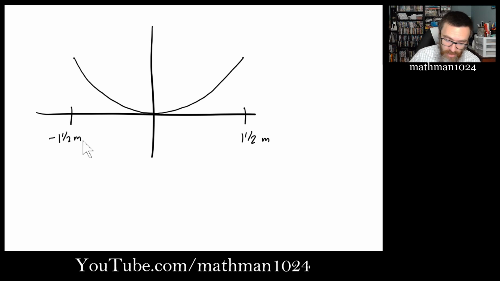All right, so we're going to put the vertex right here at 0, 0. And it says our focus is 1 meter from the center. Okay? So if this is my focus, let's call this 0, 1. We want to know how deep is the dish.